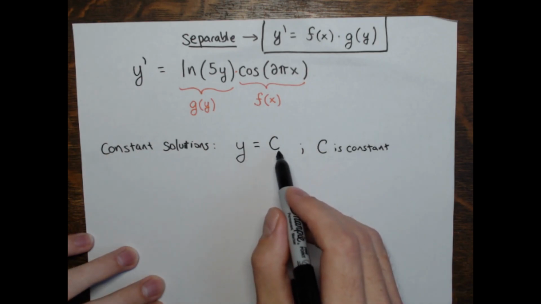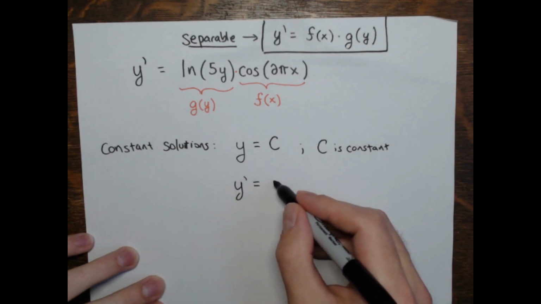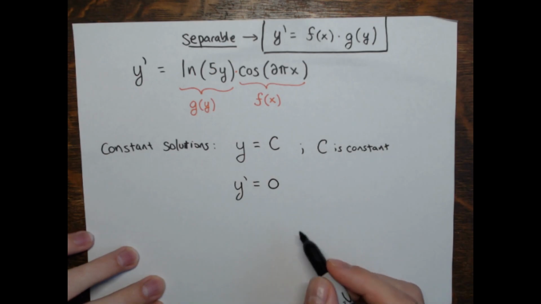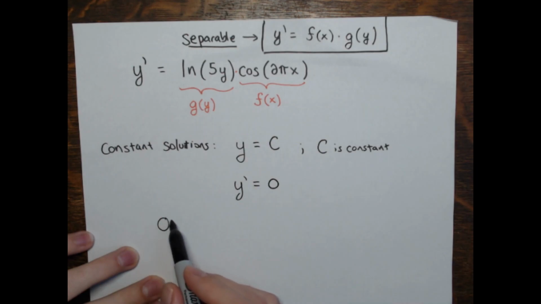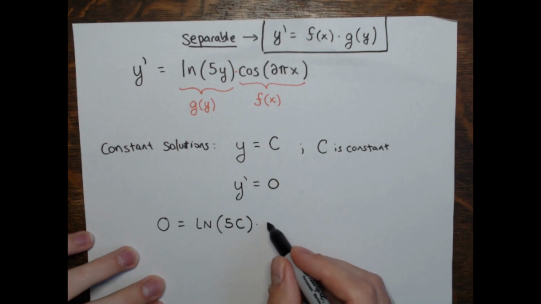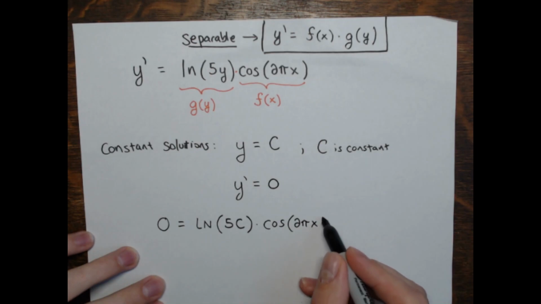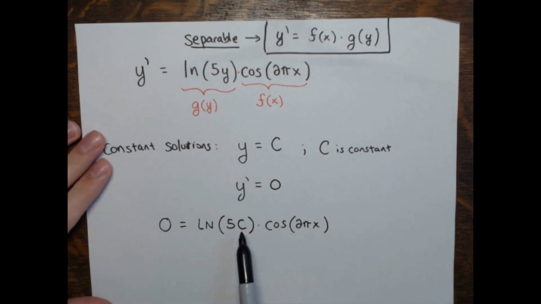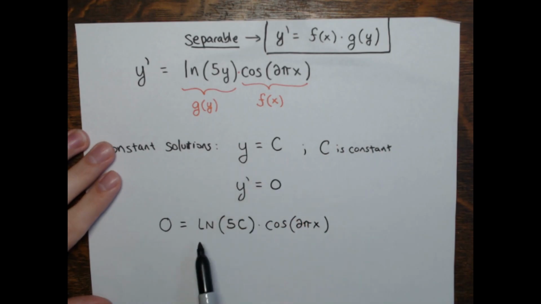Well, if y is a constant, then y prime, dy over dx, would just be 0. And throwing these into the equation, we'd have 0 on the left equals the natural log of 5c, since y is constant, y equals c, times the cosine of 2 pi x. And again, I'm just looking for values of this c that would make this true.